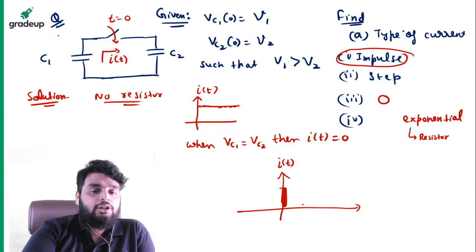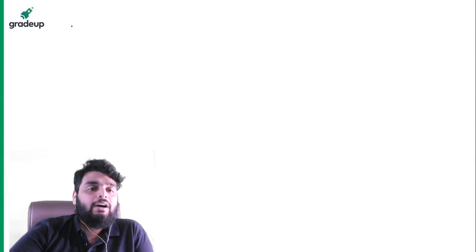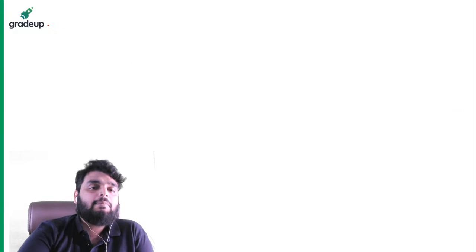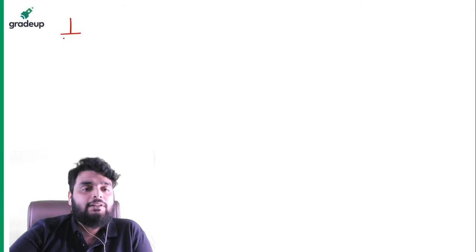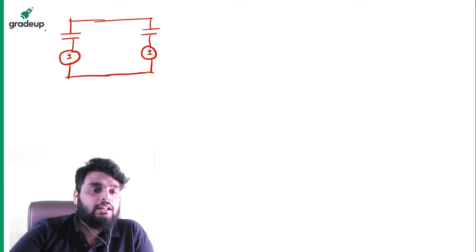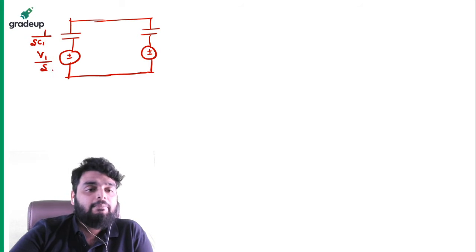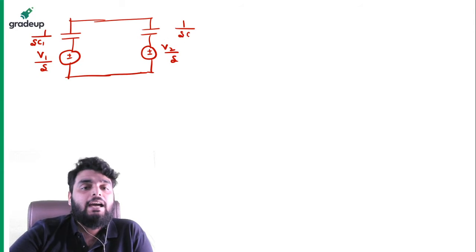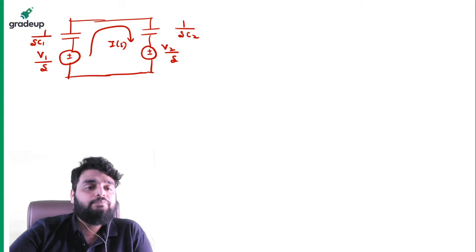Now if I want to find this mathematically, what I will do is change the capacitors into Laplace form. So change a capacitor into Laplace form like this. This becomes 1 divided by S C1, this becomes V1 divided by S, this becomes V2 by S, and this becomes 1 divided by S C2. And the current flowing here is IS.